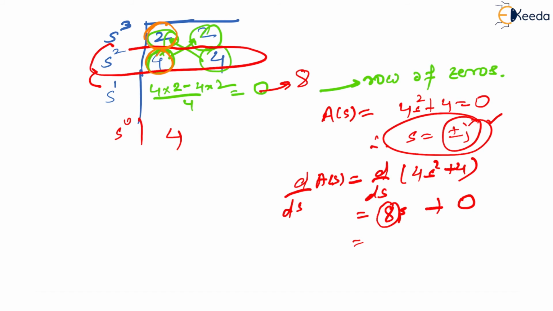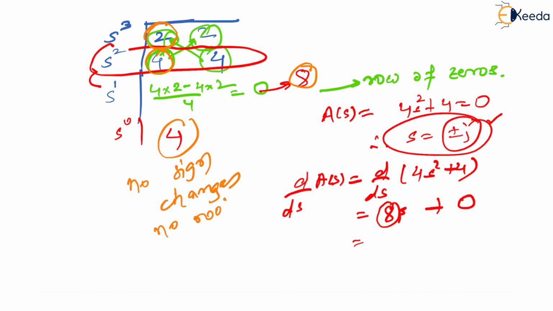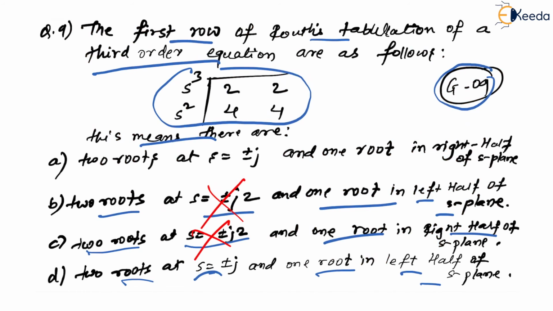If you see in the first row, here you have positive, here you have positive, here you have positive, here you have positive, which means there are no sign changes. No sign changes. Which means what? No roots on the right half of S plane. Is that correct? Which means all the roots are on the left half. So this is the answer. Which means the answer is option D.